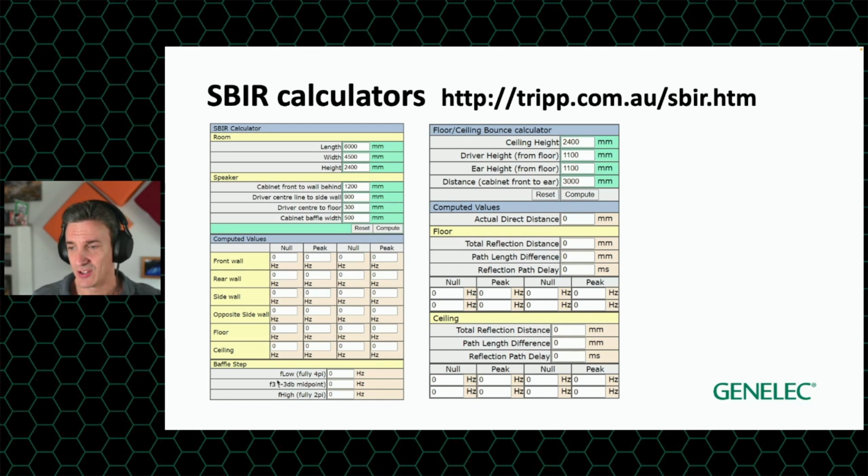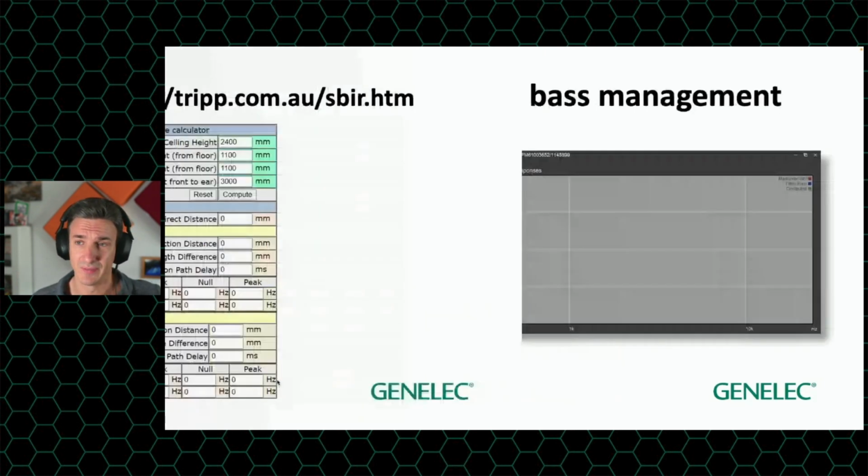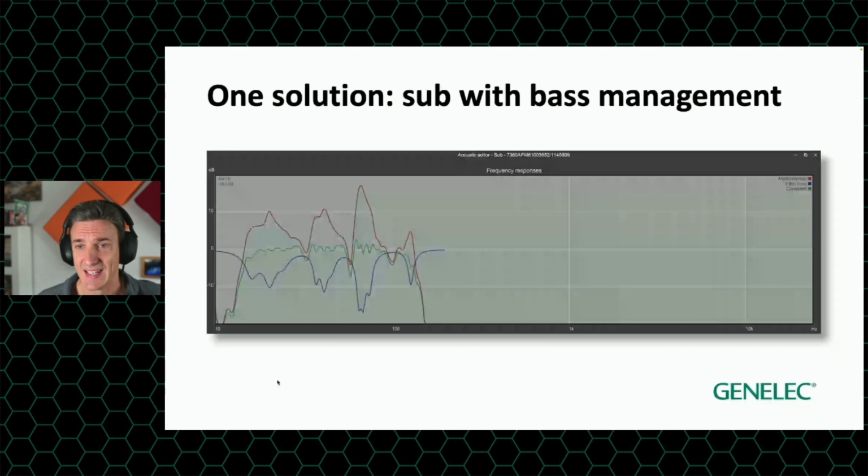But what can I do when, let's say, my speakers cannot be moved closer to the wall? Let's say I have a console, I have them on my meter bridge, and of course I want to have them close to me because of more direct sound. What can I do? And the solution can be a subwoofer with bass management.